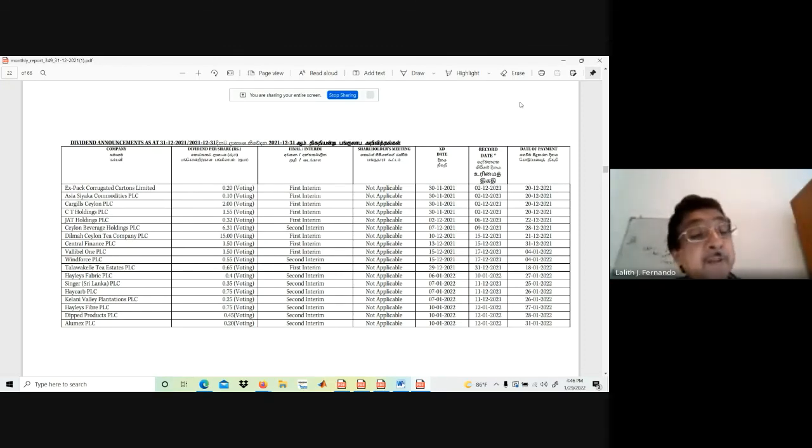So how do you do that? You can get the average price of that share to see what the percentage of dividend is. Ceylon Beverage Holdings declared 6.31 as the second interim dividend. When you say interim, that means there can be another dividend, or another one or two dividend cash flows. That is what it means.